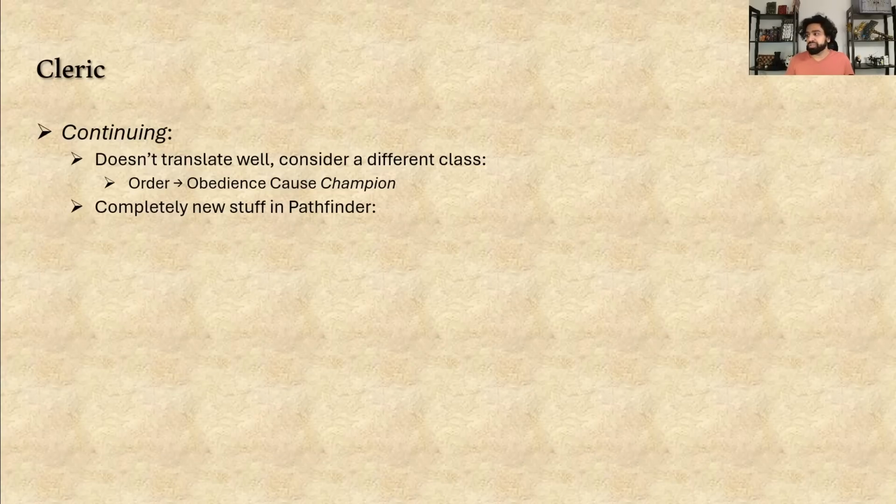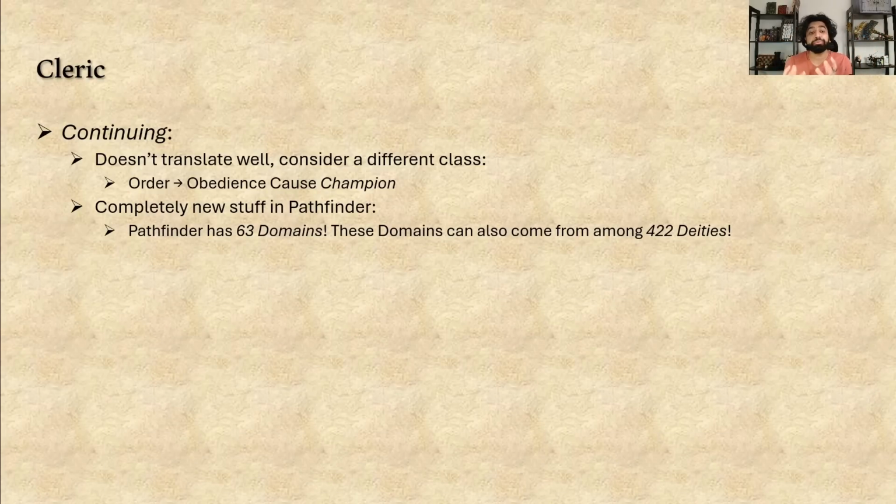Now, what about the completely new stuff in Pathfinder? Because of the way their subclasses work, Pathfinder clerics have an infinite-looking amount of choice compared to D&D ones. There are 63 domains, and you can get whatever combination of these 63 domains from 422 different deities in Golarion. So this just gives you so much to play with. I mentioned a metal domain earlier and a fire domain. There are also domains for other elements. There are just so many things you can do with your cleric in Pathfinder thanks to the way their subclasses are built out.